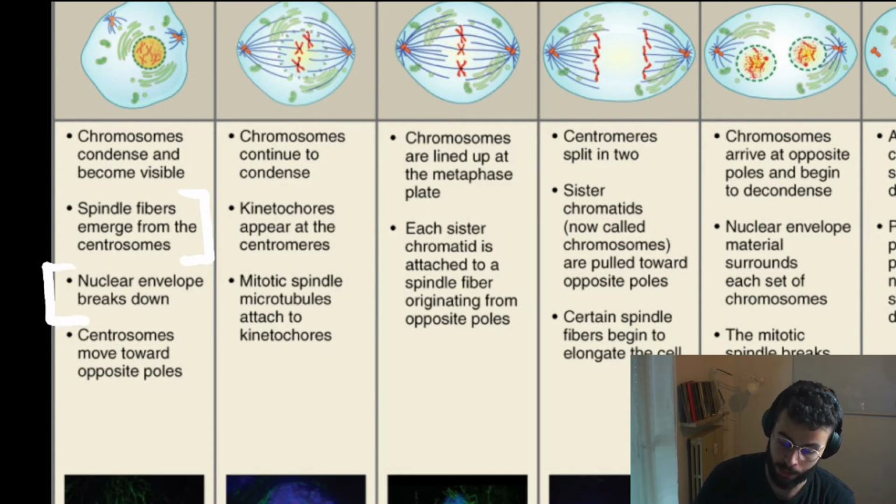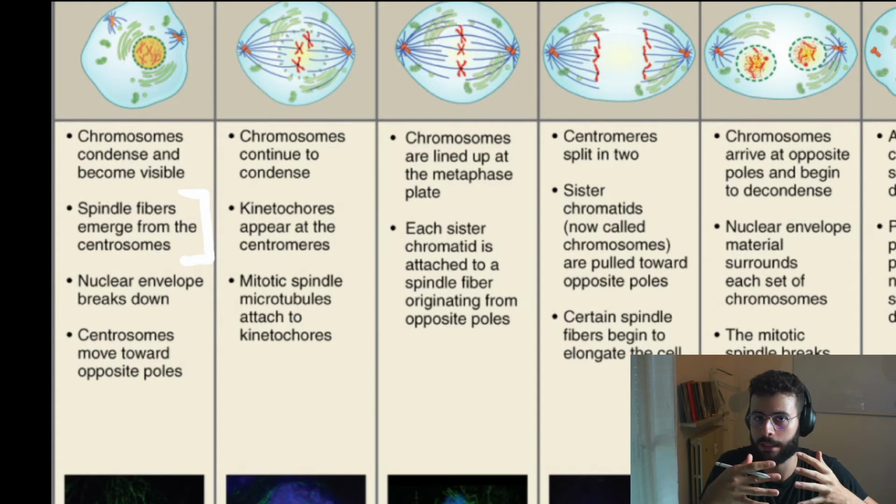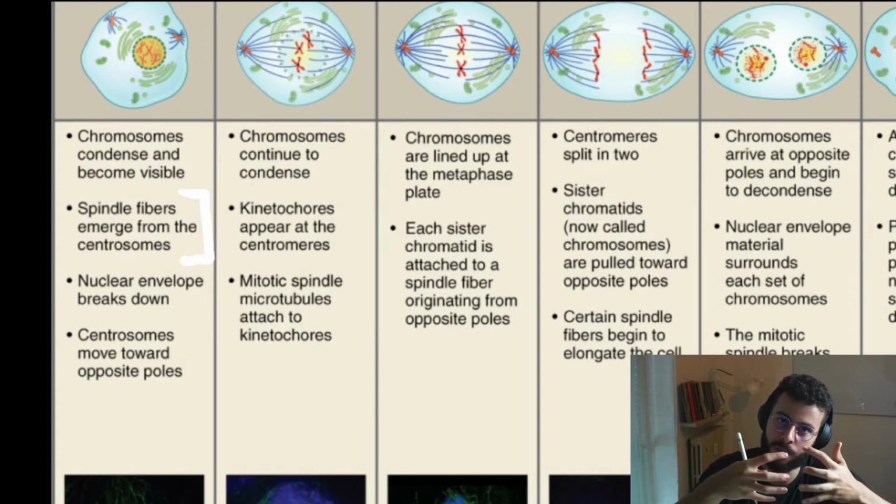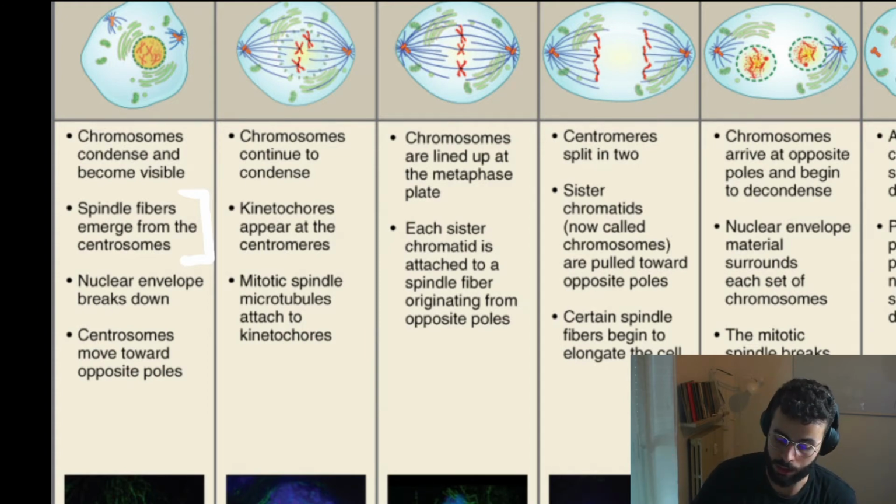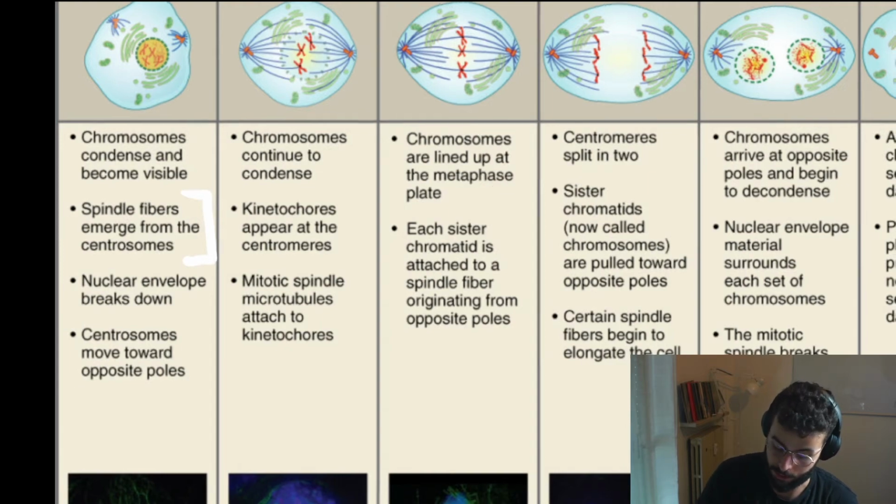The nuclear envelope is going to start to break down, because in order to reach the genetic material, in order to reach the chromosomes, we need to fragment the nuclear envelope that encapsulates and protects the genetic material. And the centrosomes that we just talked about are going to move to the opposite sides of the cell.